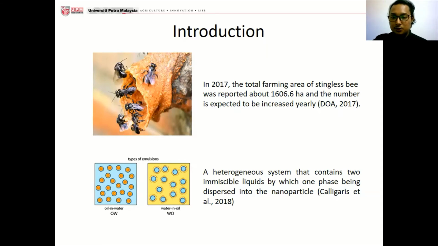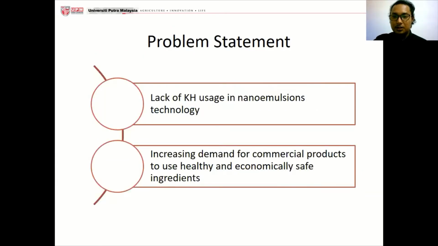There are two types of nanoemulsion, which are oil in water and water in oil. For my project, I will be using oil in water nanoemulsion. As for my problem statements, first is the lack of KH usage in nanoemulsion technology, and next is the increasing demand of commercial products to use healthy and economically safe ingredients.